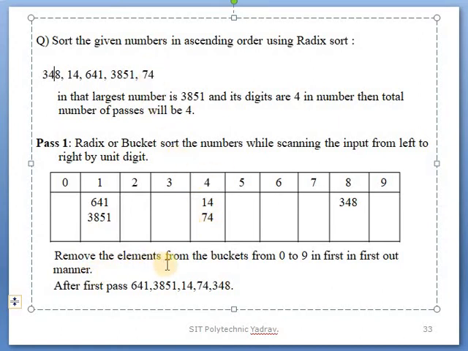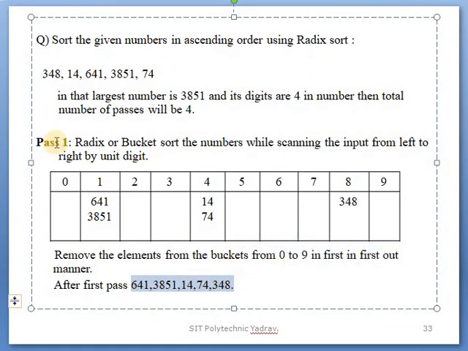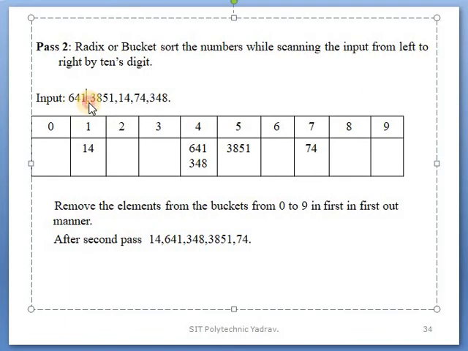Remove the elements from the buckets from pocket 0 to 9 in first in first out manner. So after pass 1: 641, 3851, 14, 74, 348. Clear? And these numbers are taken as input for the next pass.